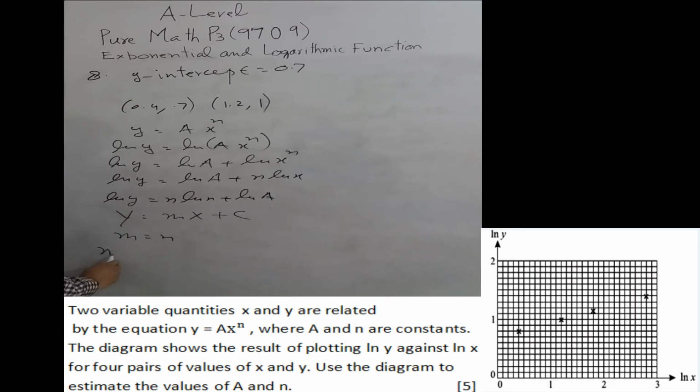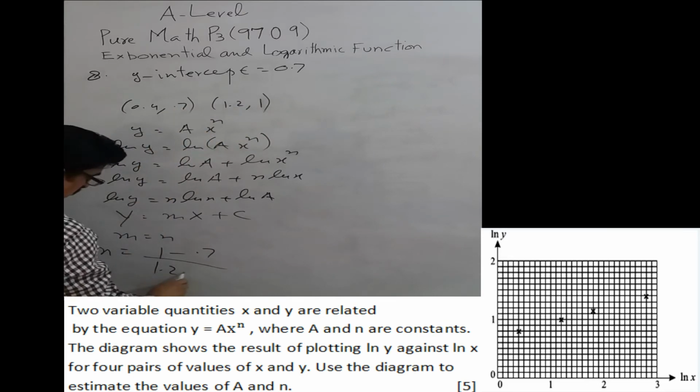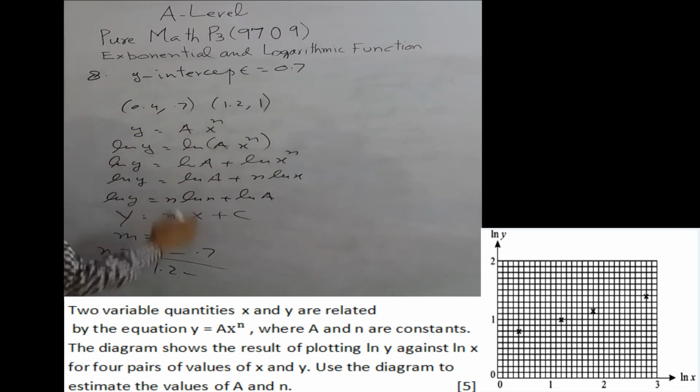So we have n is equal to (1 minus 0.7), y2 minus y1, over x2 minus x1, 0.4. On simplifying, you will get the value of n to be 0.25. This is the value of n, 0.25.